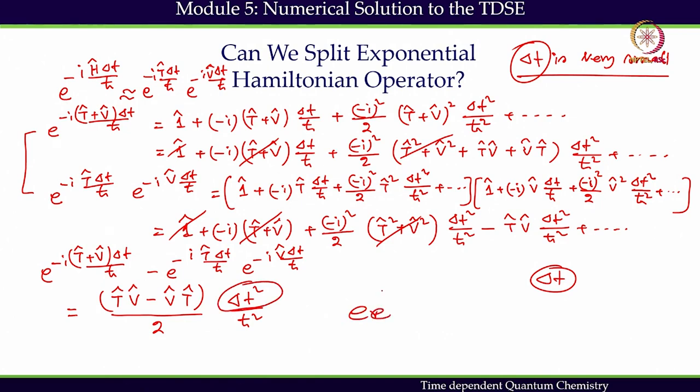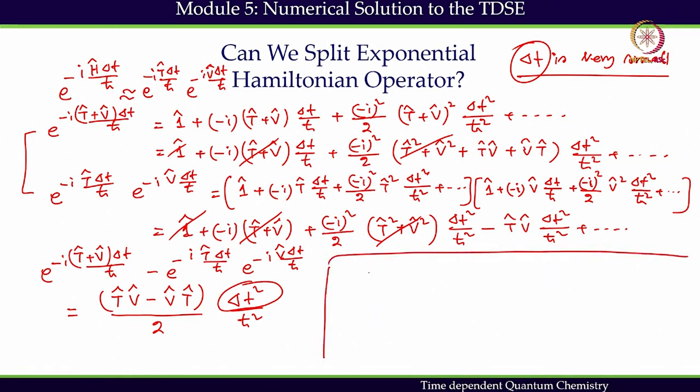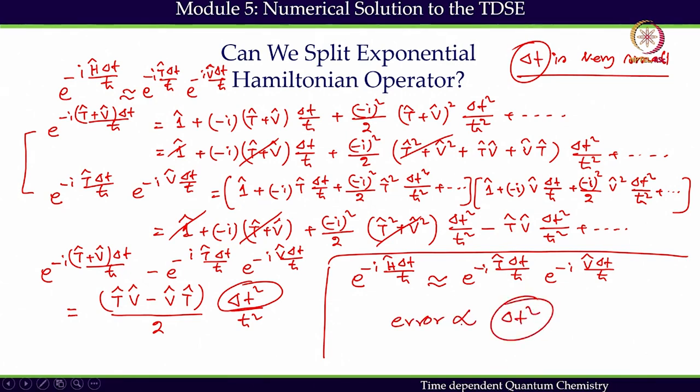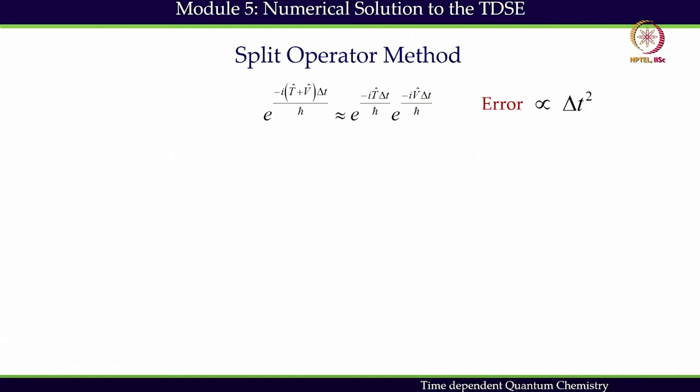So, this approximation that e to the power minus i (T plus V) delta t by h cut is going to be e to the power minus i T delta t by h cut into e to the power minus i V delta t by h cut, this approximation will give me an error which is proportional to delta t^2. So, as long as delta t is very small, we'll be able to neglect this error, and we can write down the split operator part.